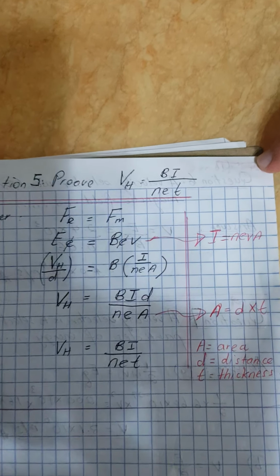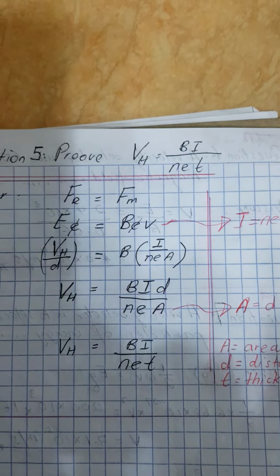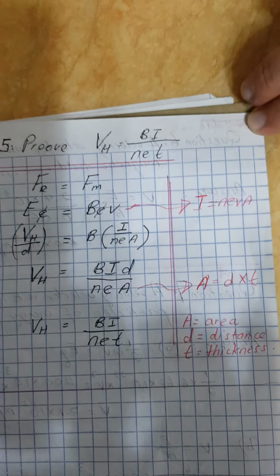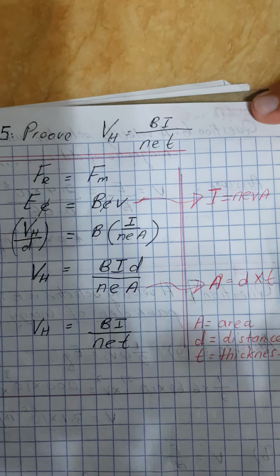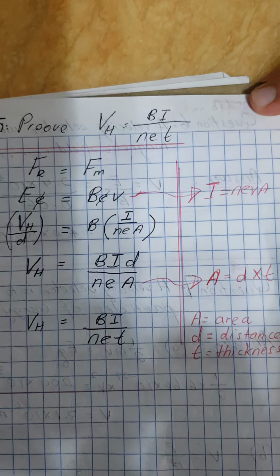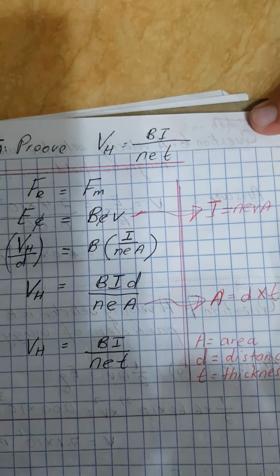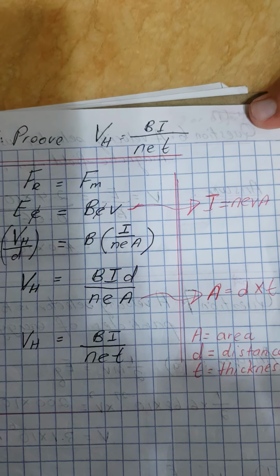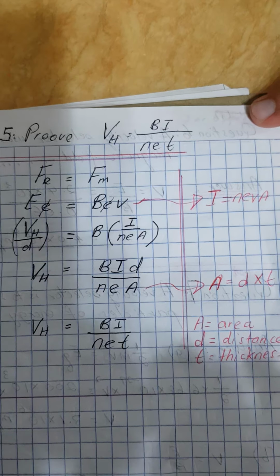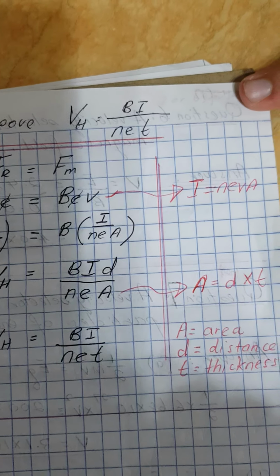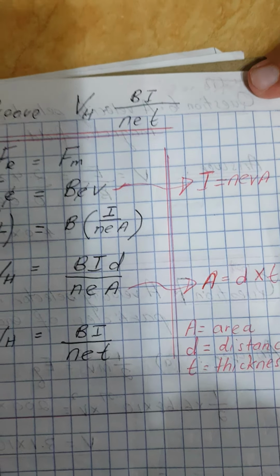Good evening, class. Okay, I don't think I gave you this question. It was in your notes. I asked you to prove it, but I did not give it to you in Google Chrome. So my question is, prove Hall's voltage equals BI over NET.